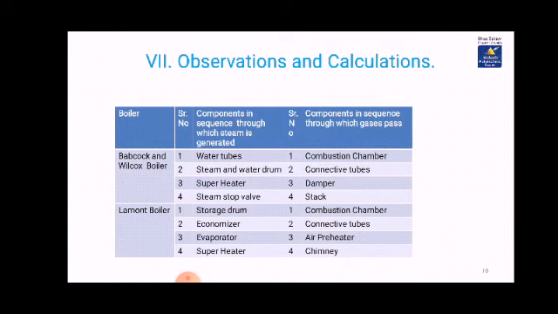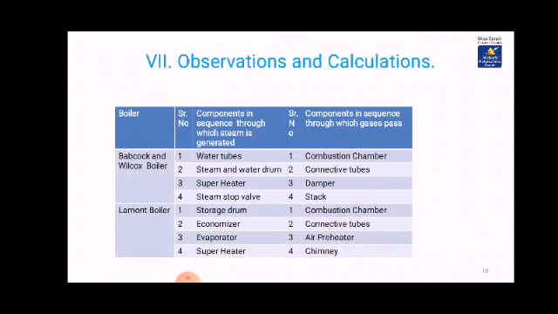Now first, see here, first is water tubes. The steam is generated in the water tubes first. Flue gases are generated in the combustion chamber. Then this steam flows into the water drum through water tubes. These flue gases go around the convective tubes.